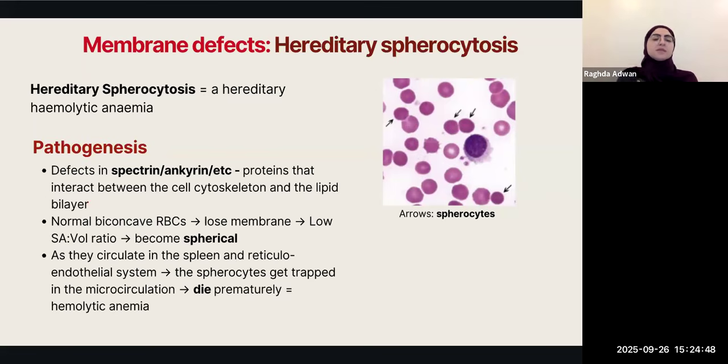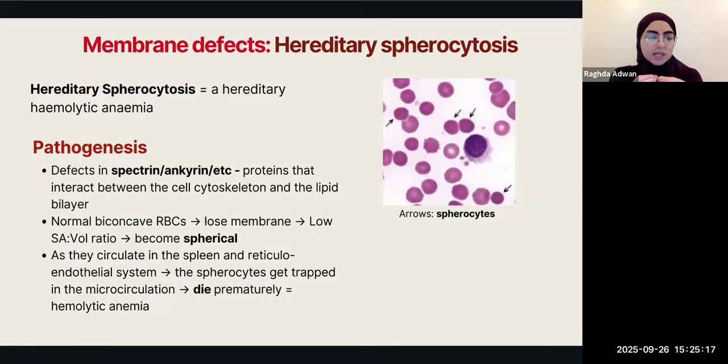Now, when you have a defect in these proteins, you're going to have a defective interaction between the cytoskeleton and the lipid bilayer. So you're going to go from having a normal biconcave red blood cell to a defective membrane, which is going to cause it to lose membrane because it's defective. So it's going to start to slowly lose the membrane itself. Now, loss of membrane is going to cause a lower surface area to volume ratio. It's going to lose the biconcave shape, and it's going to start to get smaller and get more spherical.